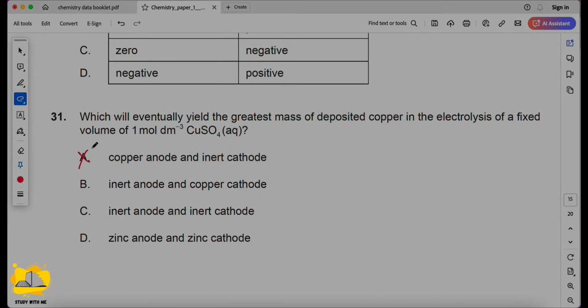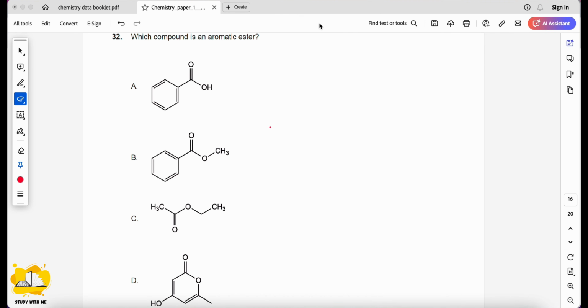near the anode. Which compound is an aromatic ester? An ester is RCOOR. So the answer is B.